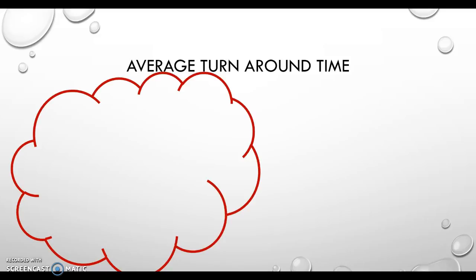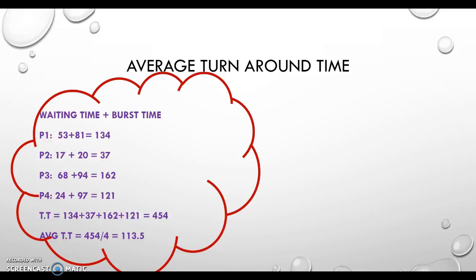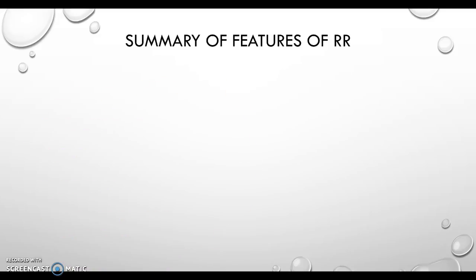To calculate the turnaround time, we use the formula: waiting time plus burst time. Hence, P1 is 134, P2 37, P3 162, P4 121. Hence, the total turnaround time is 454 and the average is 113.5.